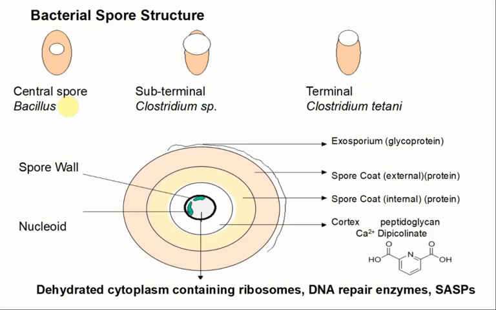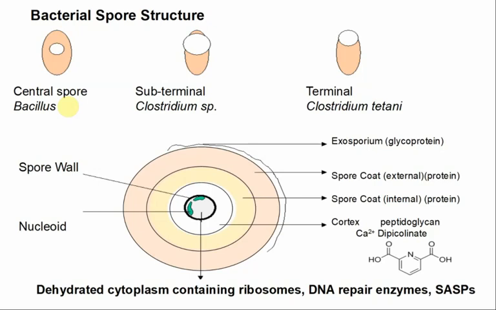Inside this dehydrated cytoplasm, you'll have ribosomes, some DNA repair enzymes, and small acid-soluble proteins, which maintain the DNA in a very condensed state and can protect it from chemical degradation by, for example, reactive oxygen species. Yes? Small acid-soluble proteins. In fact, they're basic proteins and they bind very tightly to the DNA. Okay.